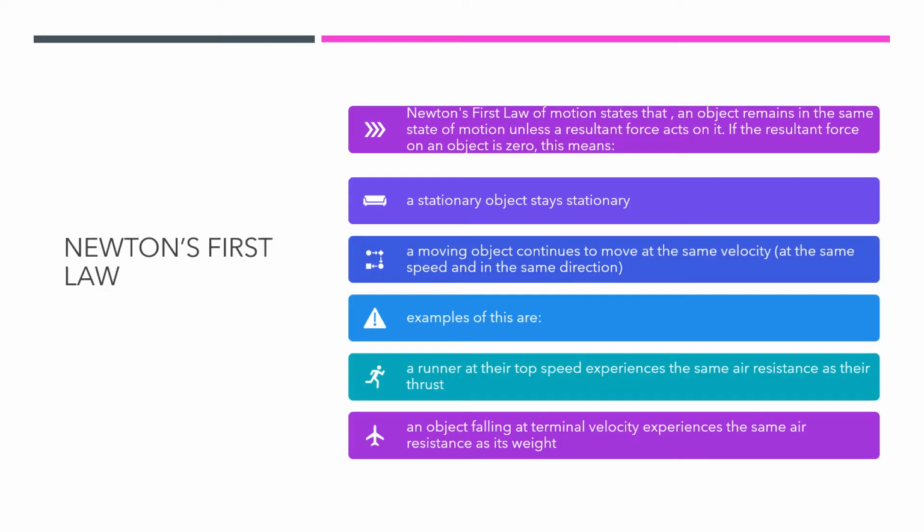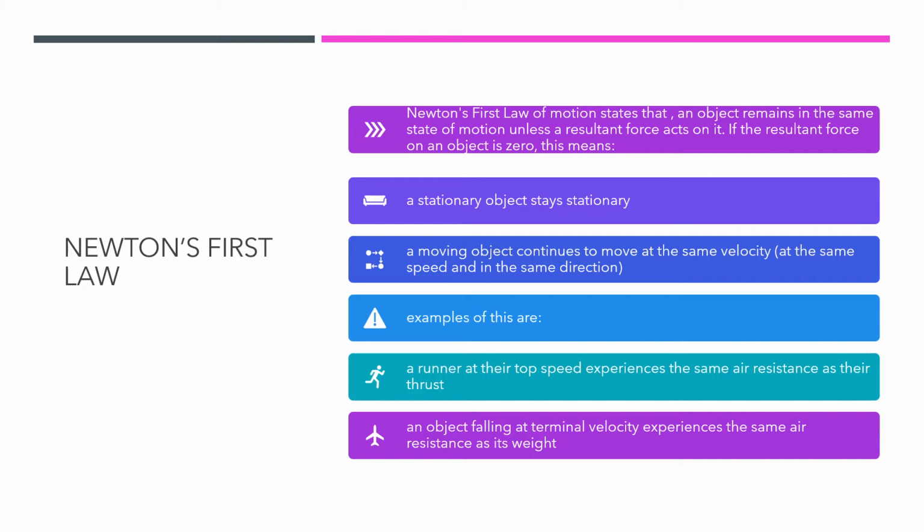Newton's first law. Newton's first law of motion states that an object remains in the same state of motion unless a resultant force acts on it. If the resultant force on an object is zero, this means a stationary object stays stationary. A moving object continues to move at the same velocity, at the same speed, and in the same direction.